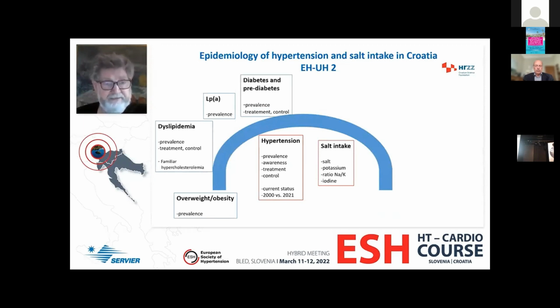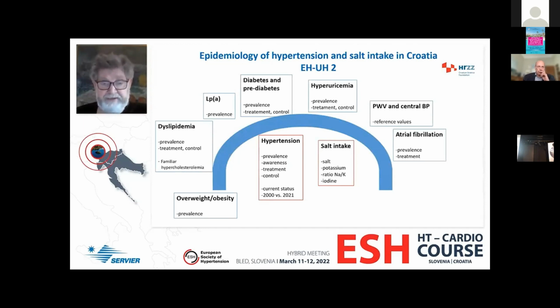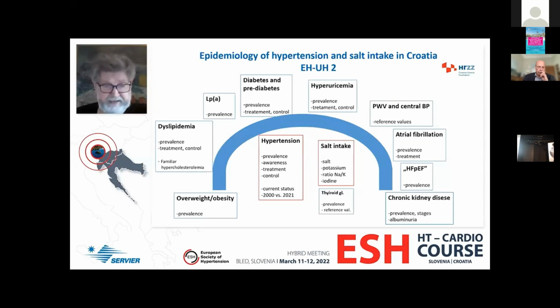We will analyze diabetes and prediabetes, hyperuricemia, and not only the prevalence, but also the way our patients with these metabolic disturbances are treated and whether control is obtained. We are measuring pulse wave velocity and central blood pressure using a Mobil-O-Graph device. We will be able to determine the prevalence of atrial fibrillation, as well as of HFpEF, because we are determining a lot of cardiac biomarkers. Finally, we will have data for the first time for the Croatian population on the prevalence and stages of chronic kidney disease. At the end, we will analyze the characteristics and prevalence of thyroid hormone disturbances, because we consider this important in the context of our salt reduction programs.